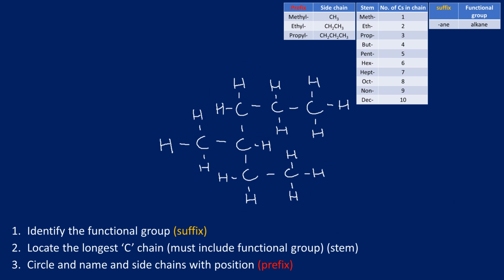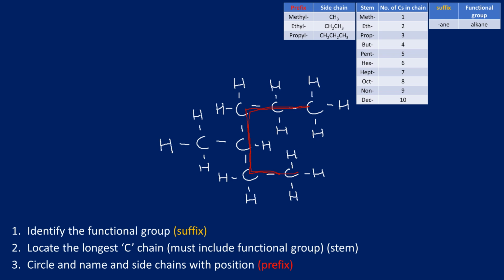Next up then, identifying the longest chain. 1, 2, 3, 4, 5, 6. Can I beat 6? I don't think I can. So my longest chain is 6. And that was this way.